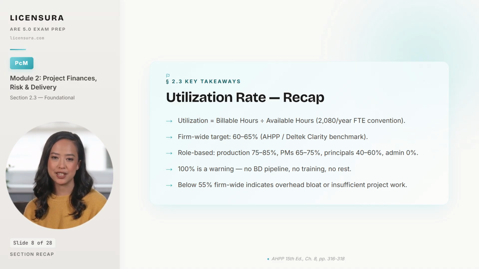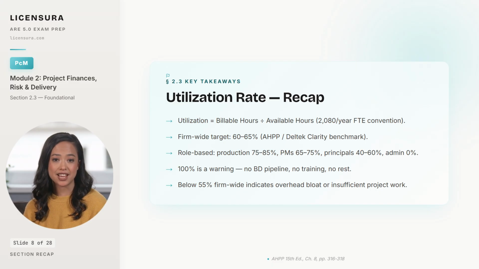by convention. The firm-wide target is between 60 and 65%, the AHPP and Deltec Clarity benchmark, and that floor accounts for admin staff at 0, principals below their teams, and normal vacation and training. Role-based targets vary widely. Production staff between 75 and 85%, project managers between 65 and 75, principals between 40 and 60, and admin staff at 0 by definition.